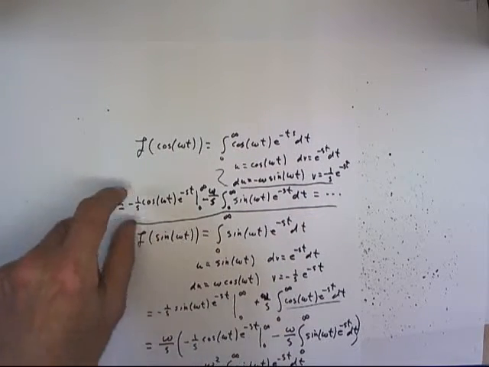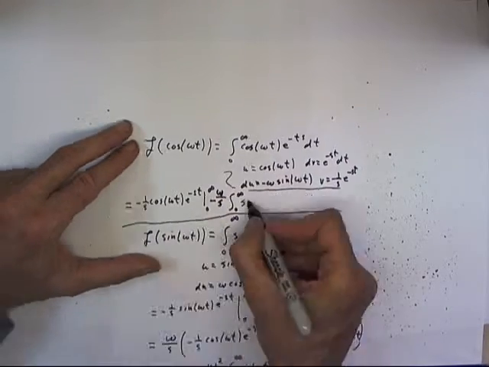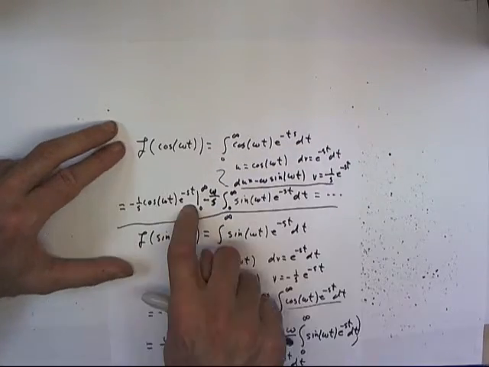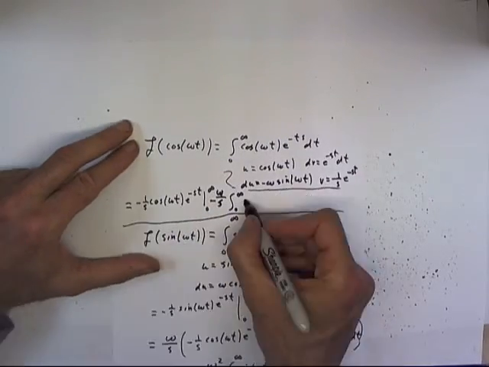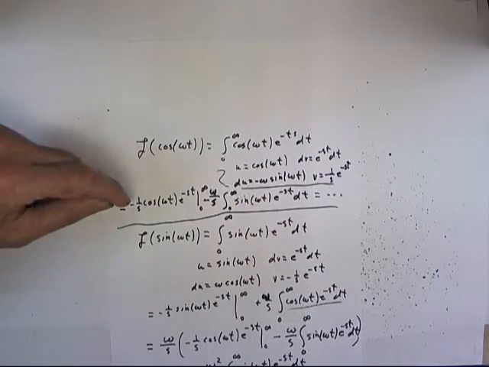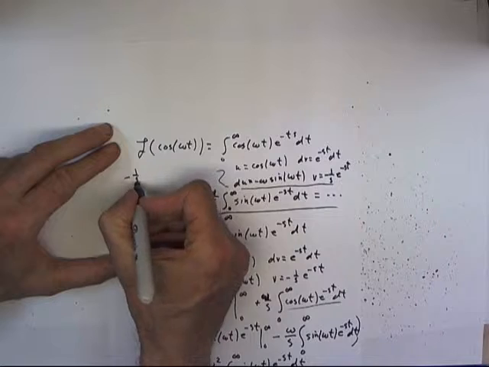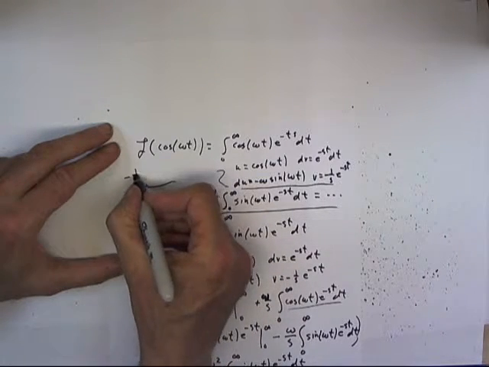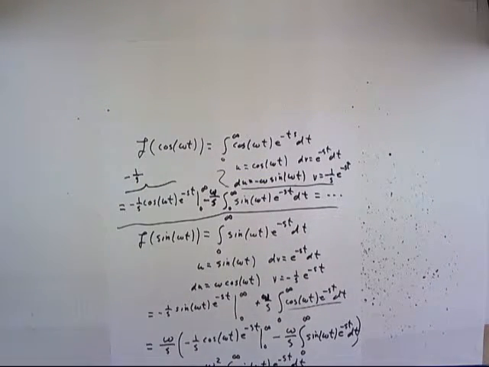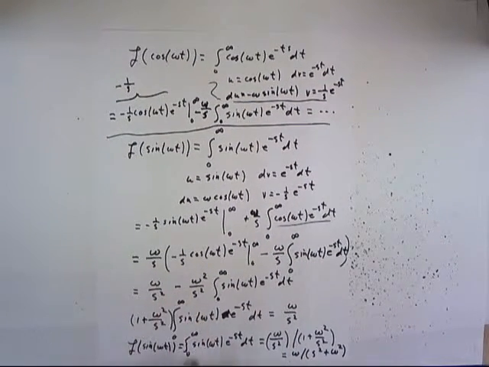I just want to point out that this term here, this negative 1 over s cosine of omega t e to the negative st from 0 to infinity, at infinity we still get 0 because the exponential approaches 0, while the cosine remains bounded. At 0 we do get negative 1 over s. So this part of the term gives us a negative 1 over s, which changes the nature of the solution just a little bit.